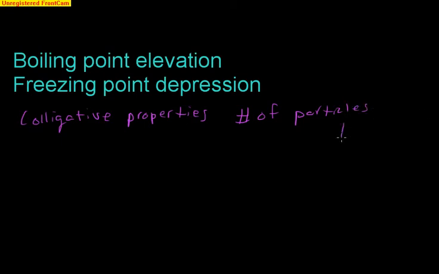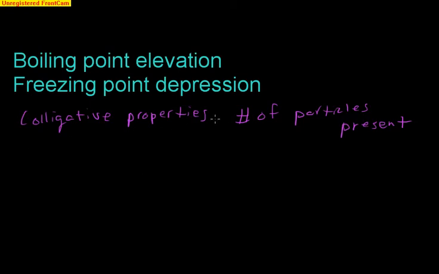In this video, we are going to talk about two of the colligative properties called boiling point elevation and freezing point depression. So colligative properties, let's spell this out: colligative properties are basically properties that depend upon the number of particles present, and not necessarily the type of particles.